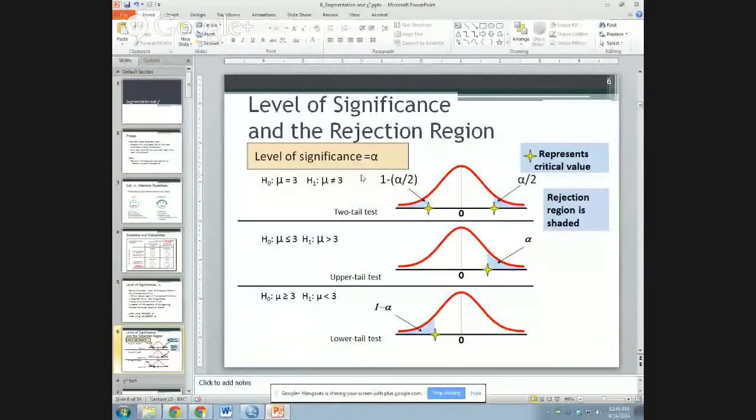Okay, so let me do that again. We see here the level of significance on a two-tailed test. We have here mu, or the population mean, is equal to 3 versus the population mean is not equal to 3. And because we don't have a level of certainty about this equivalence, we typically do alpha 0.05 divided by 2 on this side and 1 minus alpha divided by 2 on this side. So usually 0.975.